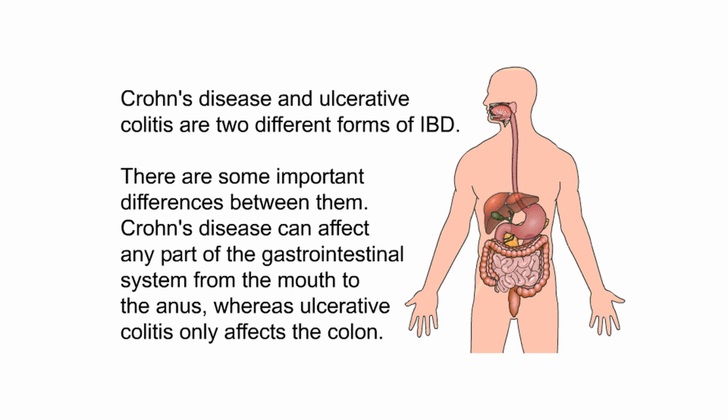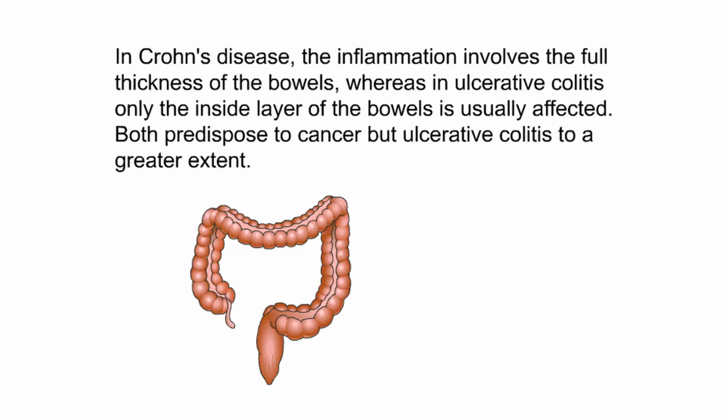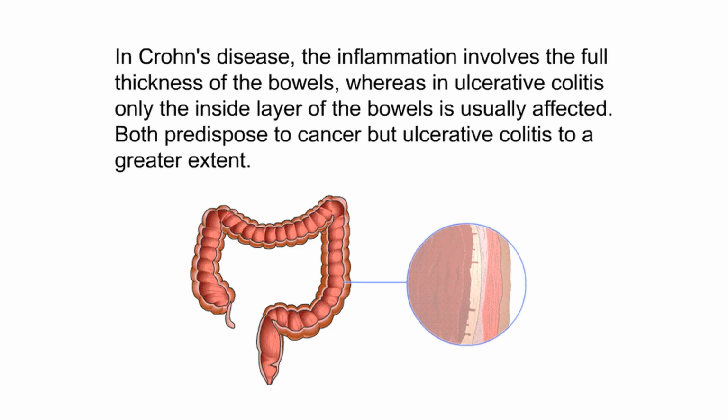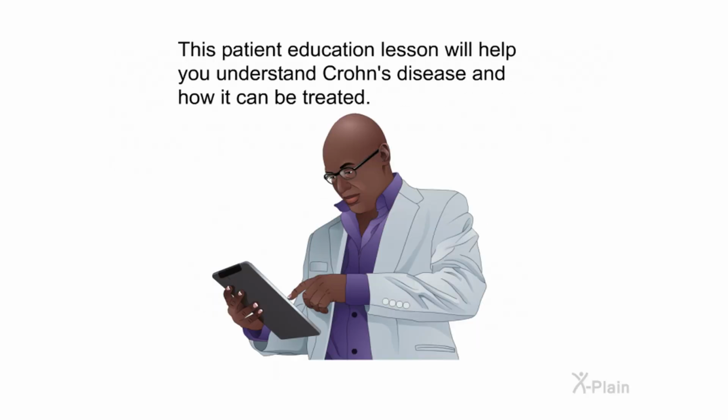Crohn's disease and ulcerative colitis are two different forms of IBD. There are some important differences between them. Crohn's disease can affect any part of the gastrointestinal system from the mouth to the anus, whereas ulcerative colitis only affects the colon. In Crohn's disease, the inflammation involves the full thickness of the bowels, whereas in ulcerative colitis only the inside layer of the bowels is usually affected. Both predispose to cancer, but ulcerative colitis to a greater extent. This patient education lesson will help you understand Crohn's disease and how it can be treated.